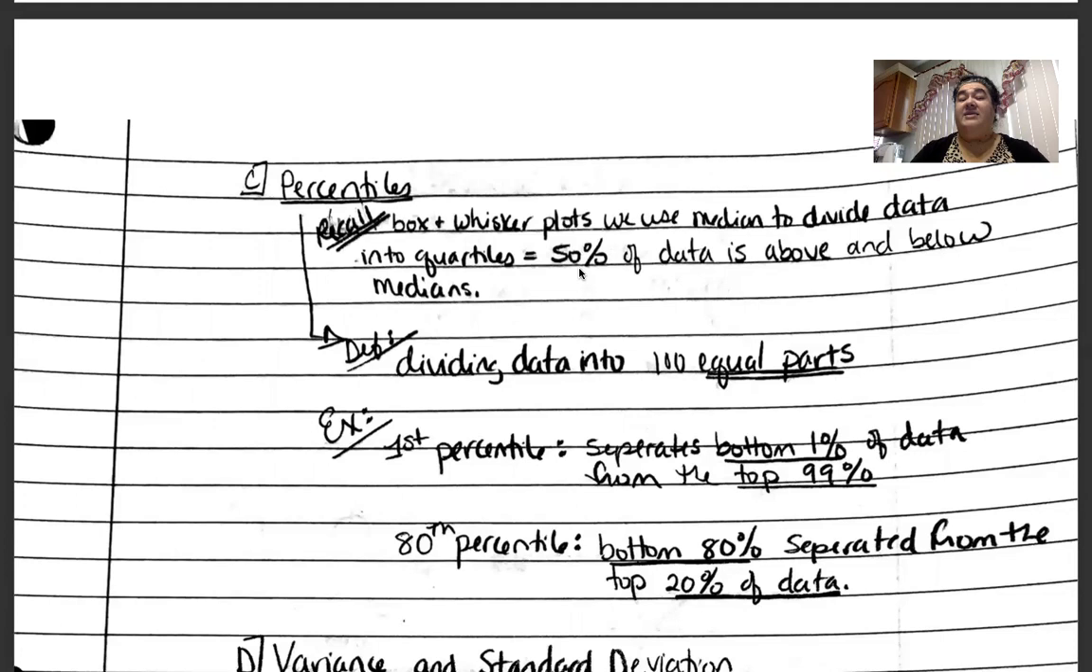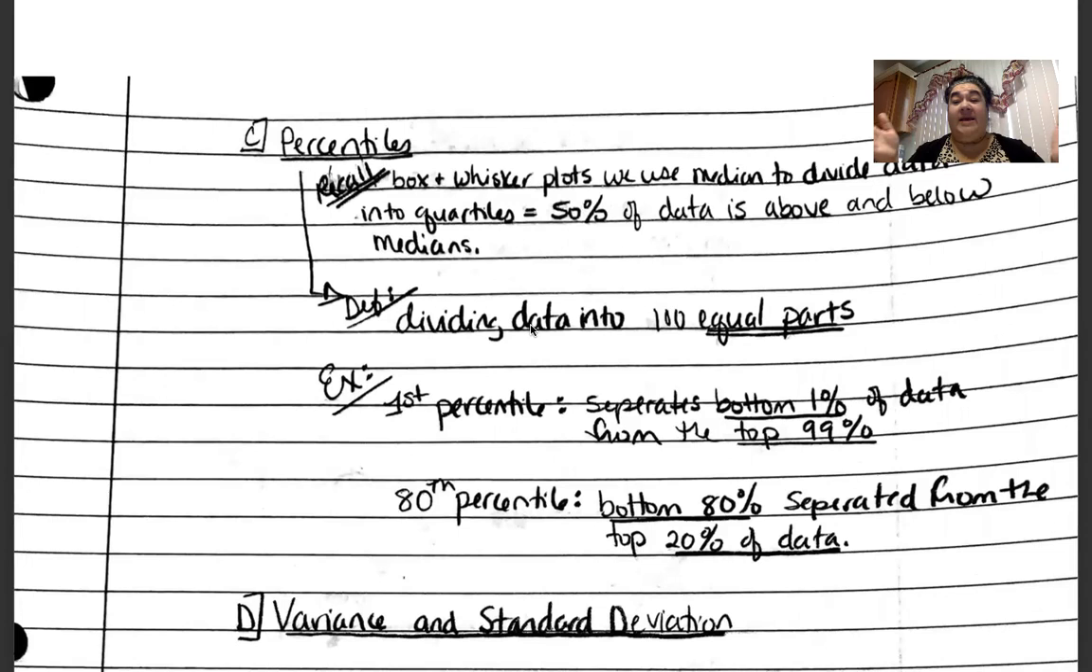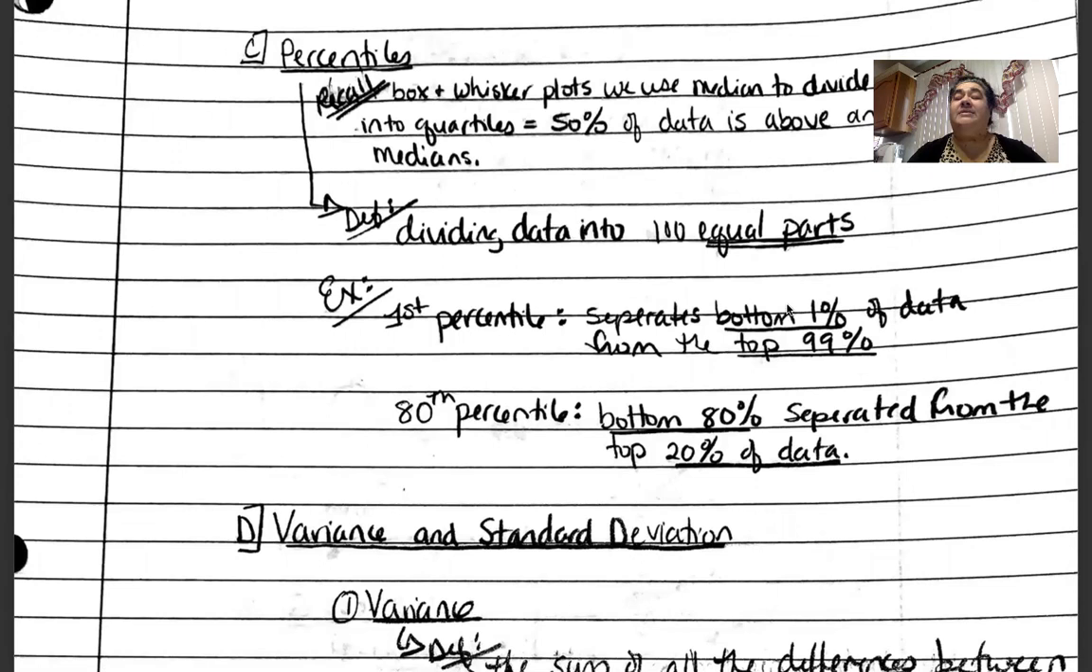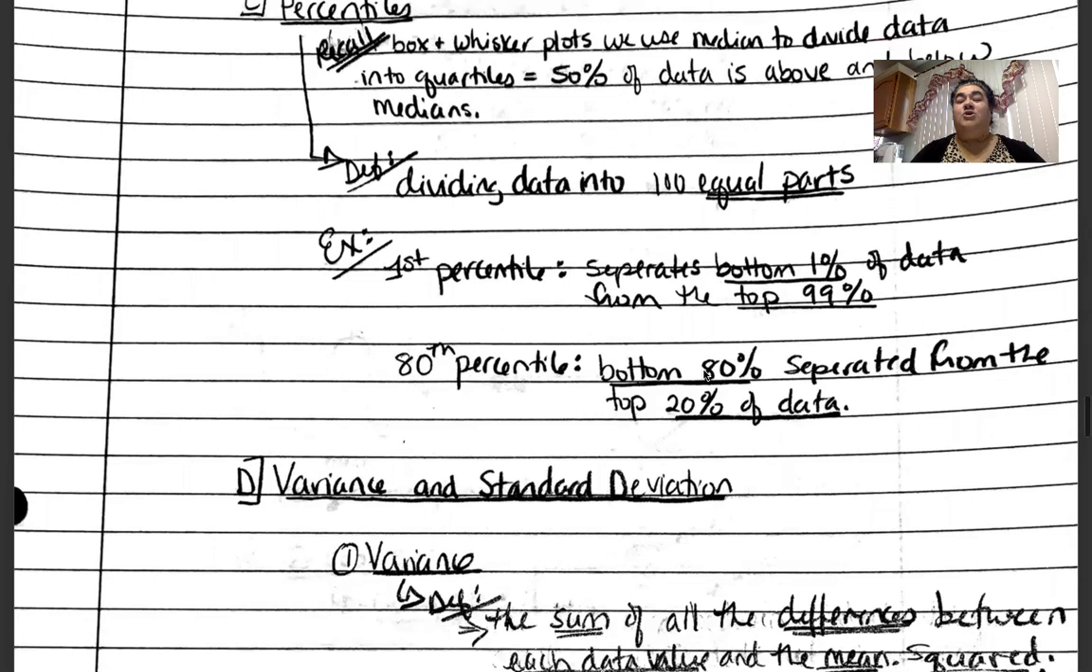But if we take any given data set and we divide that into 100 equal parts, we are creating percentiles. That is the definition of dividing data into 100 equal parts. No matter how many data values are in a particular data set, if we take those data values and divide it into 100 equal parts, we then have created percentiles, okay? And the way that we read percentiles is, for example, the first percentile basically separates the bottom 1% of the data from the top 99% of the data. So if you're in the first percentile of something, that means there's 99% of all the rest of that data above you, okay? If you're in the 80th percentile of a data set, then that means that there is 80% of the data below you and 20% of the data above you, okay?